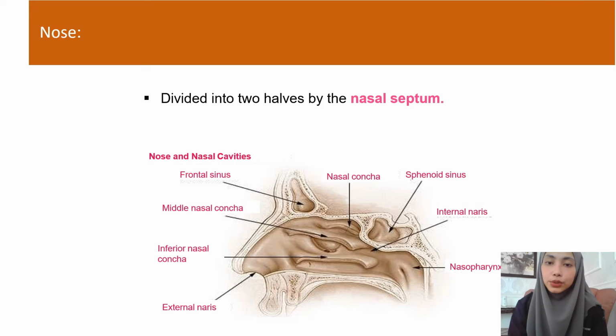Okay, so we start with the nose. It can be divided into two halves by the nasal septum. You have the sinus as its neighbor. We also have the external opening, the internal opening, and you can see three concha here: the inferior concha, middle nasal concha, and superior nasal concha, or other names you call it, turbinate. The function of the turbinate is to increase air turbulence, so most of the air will get contact with the mucous membrane.